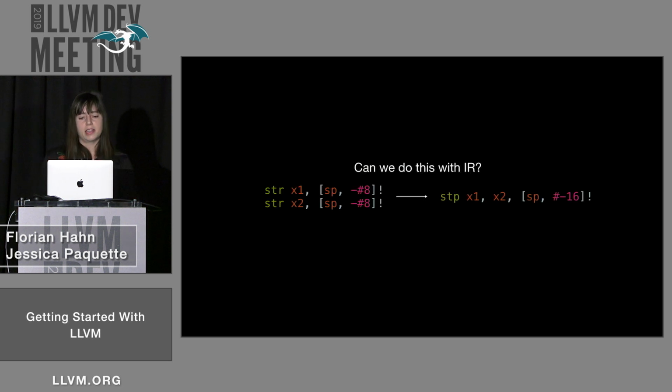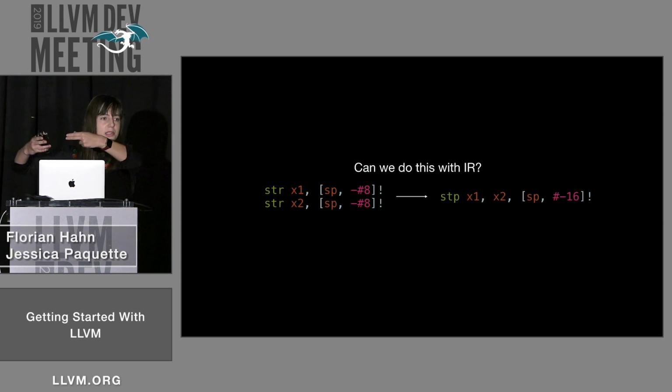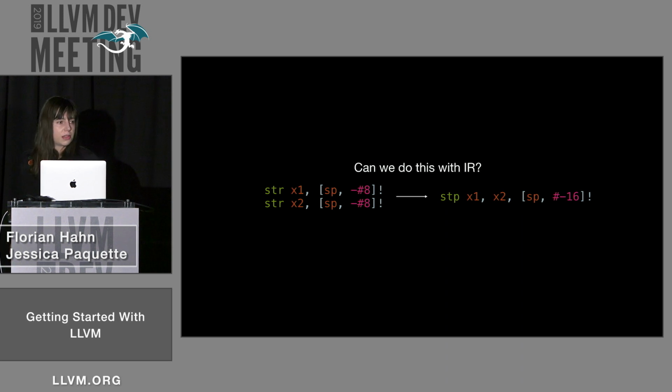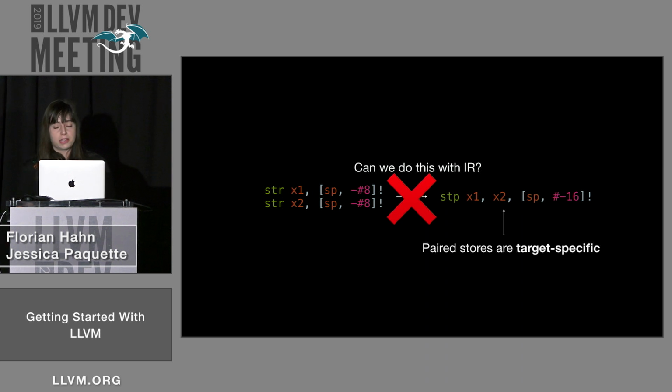As an example of this, let's consider this AArch64-specific optimization. I don't expect you to understand this assembly if you don't work on AArch64, but just trust me when I say that when you see two stores like this, you can merge them into a single store instruction. The question is, can you perform this optimization using only IR? Well, no, you can't. Paired stores are a target-specific feature, and so they're not going to be modeled in the IR, and so we can't reliably produce one.